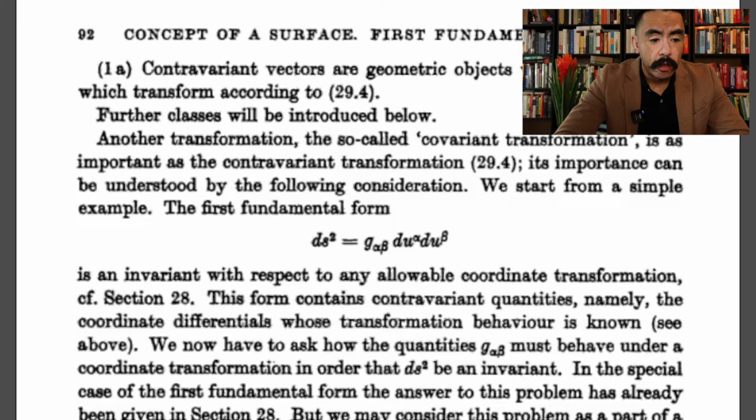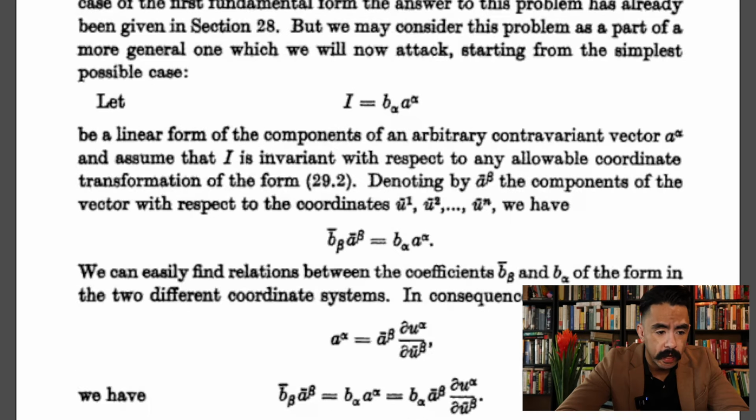We now have to ask how the quantities g alpha beta must behave under a coordinate transformation in order that ds squared be an invariant. In the special case of the first fundamental form, the answer to this problem has already been given in section 28. But we may consider this problem as a part of a more general one, which we will now attack, starting from the simplest possible case.